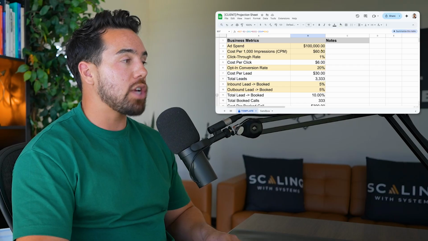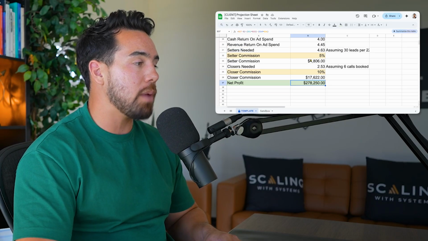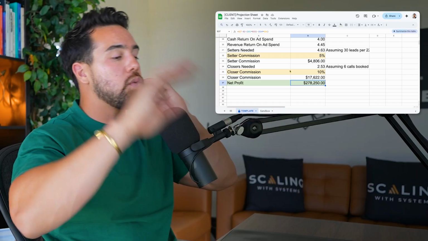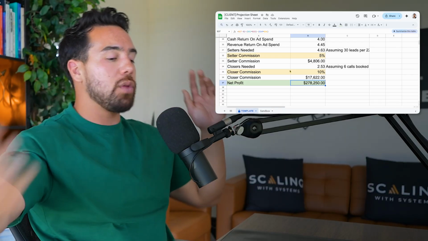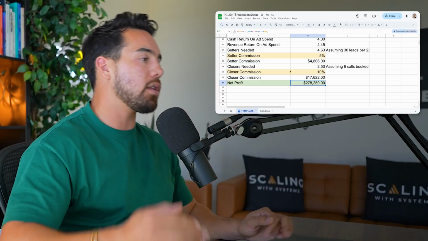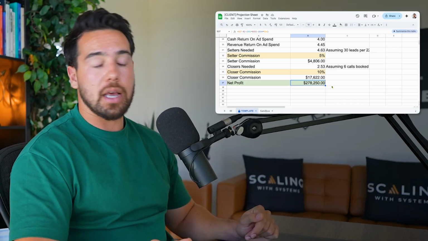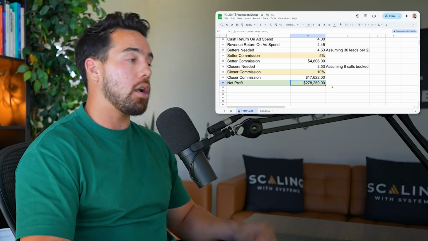That number is changing as we change all these numbers. So $100,000 I'm spending, and when everything is said and done, after the people that have been delinquent, after people that have refunded, after multiple months have passed and we've collected all the money, after I paid my setters, my closers, all that stuff, I should be making $278,000, which is a really good return on $100,000 in ad spend.